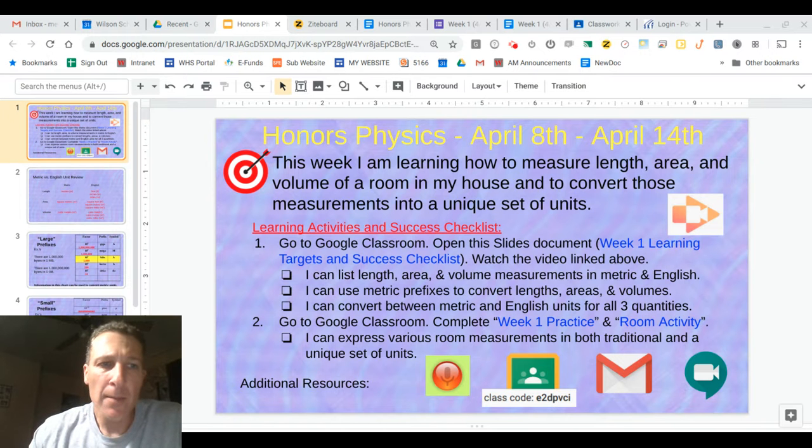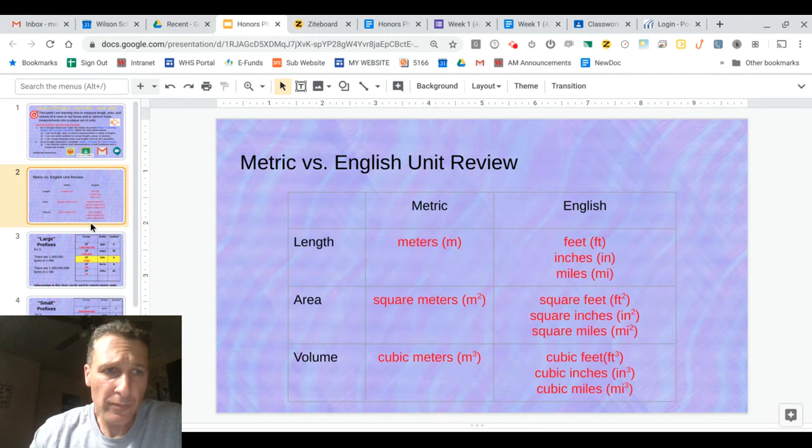Okay. Most of this should be review. If you look at metric versus English, right? Length, area, and volume, meters, square meters, cubic meters, various ones in English. We've had some practice with this. You'll be doing it again here.